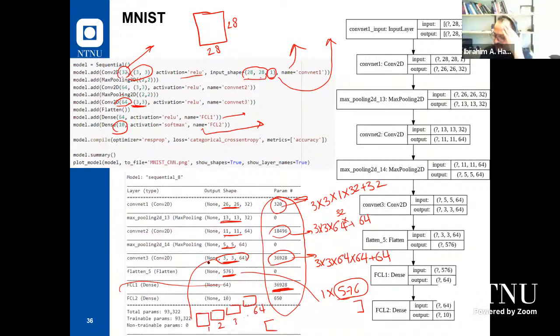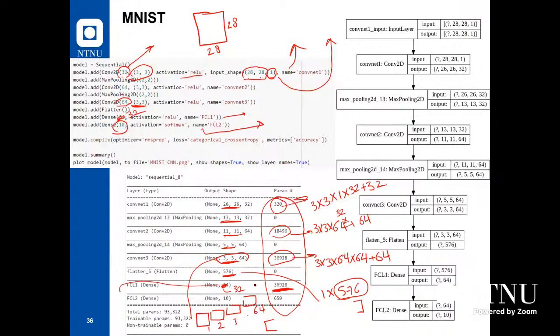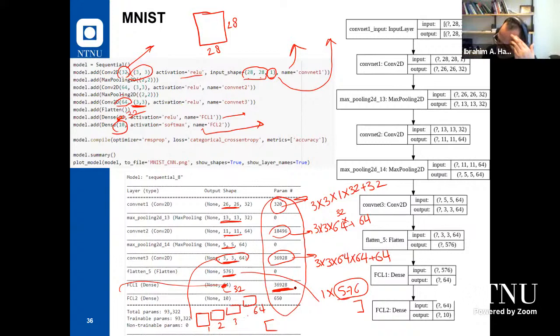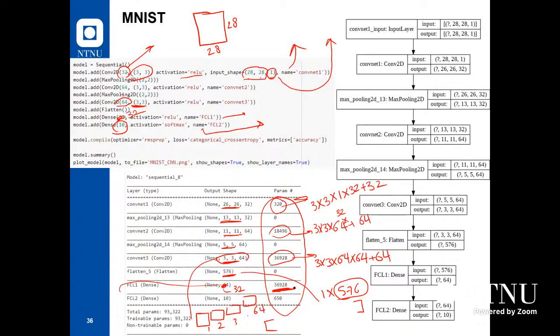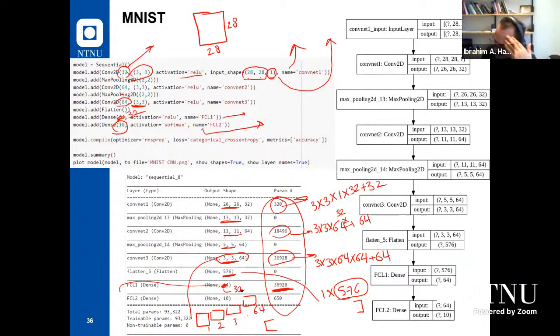Because if I selected 32 here, what would the number be? I can change this number. What would be the number of trainable parameters if this one is 32? If this number is 32, what will happen? It will be twice less. So it will be 576 times 32 plus 32. Yes, so it will be 32 times 576 plus 32.